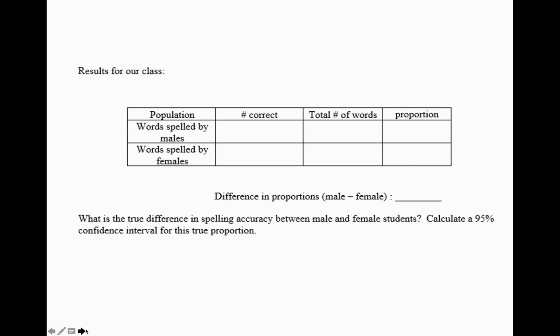So here are the results for our class. We had 55 attempted words by the male students in our class, and we had 50 attempted words by the female students in our class. Male students spelled 29 words correctly out of 55. Female students spelled 27 correctly out of 50. And since we have a different number of words attempted, we're going to calculate a proportion for each of those so we can see how those compare.